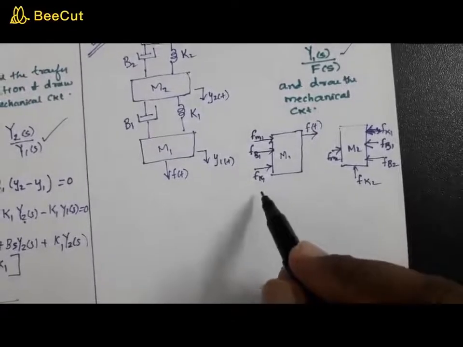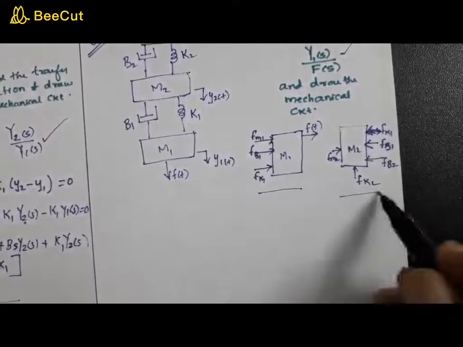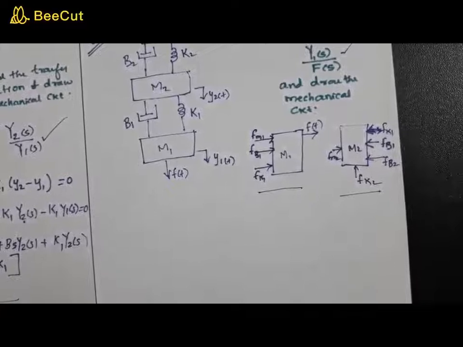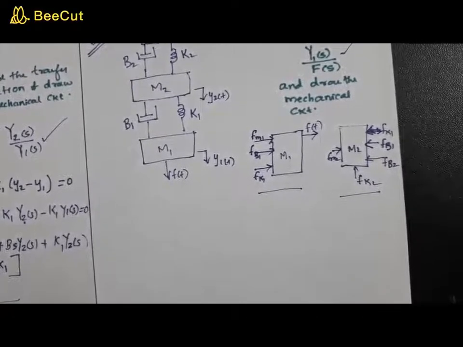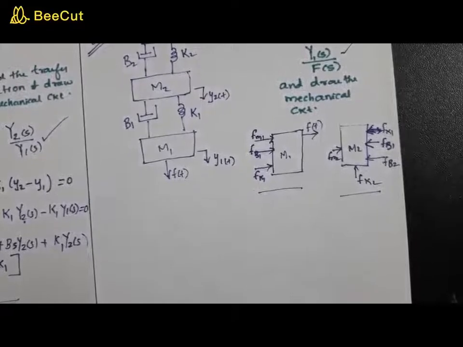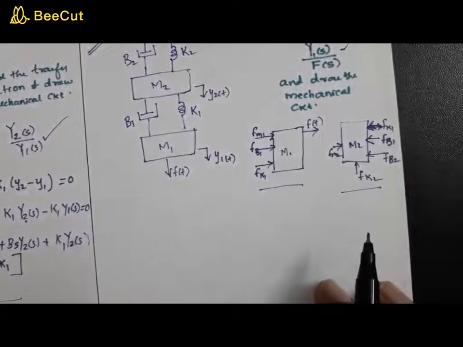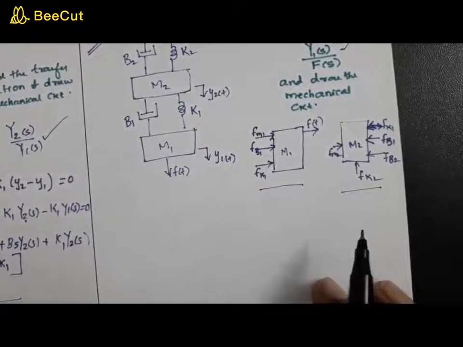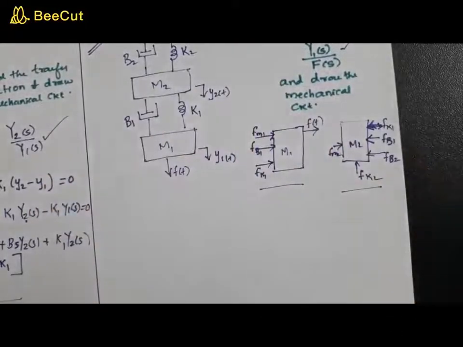So once you have drawn the free body diagram, from the free body diagram you get an idea regarding the various forces acting on each mass, and based on the masses you will have equations. As I told you earlier, if you have two meshes in an electric circuit, you will have two equations. Similarly, if you have two masses in a mechanical system, you will have two equations.